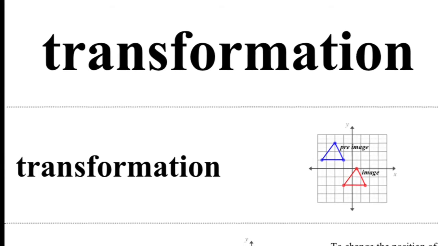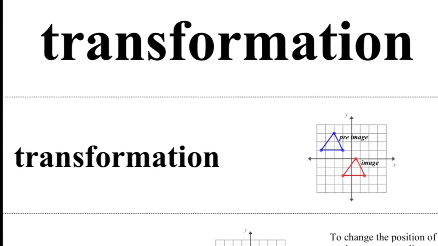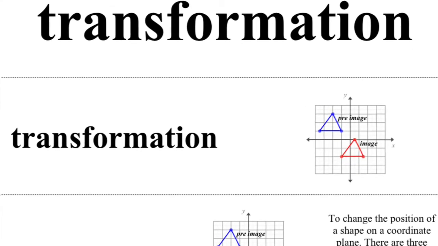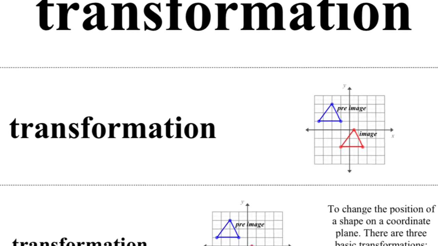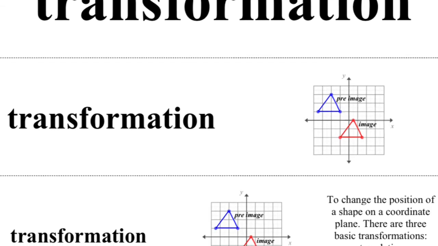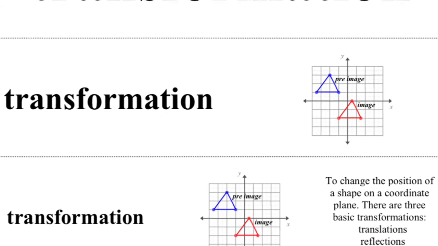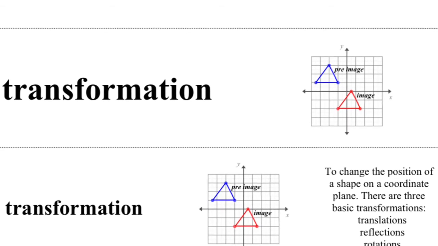A transformation is the process of taking a shape and moving it somewhere around a coordinate plane. Before moving, the shape is called a pre-image. And after you move the shape, it's now called an image, and you use primes, apostrophes, to represent the new name of the shape.